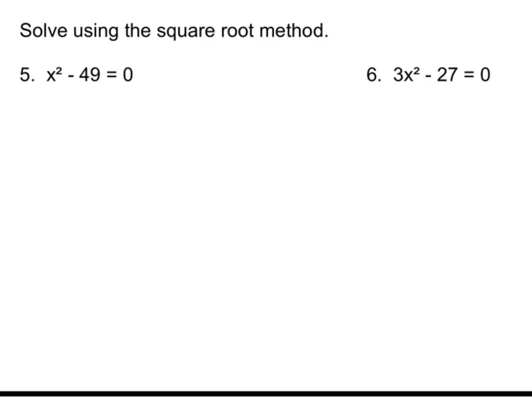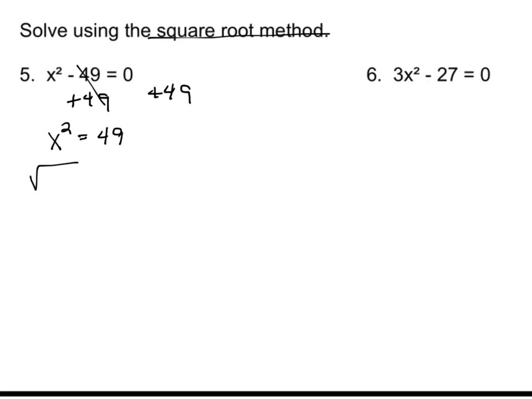Looking at the next two problems, this says solve using the square root method. And so this is another method that we're learning. We learned by factoring how to solve. Now we're going to learn by the square root method how to solve. And so the first thing to do is to move your constant over. So we're going to add 49 to both sides. And that's going to leave you with x squared equals 49.